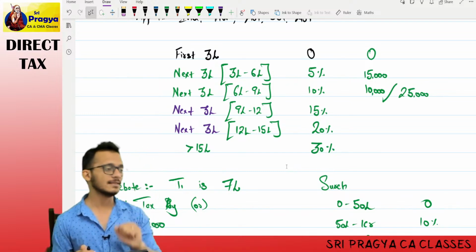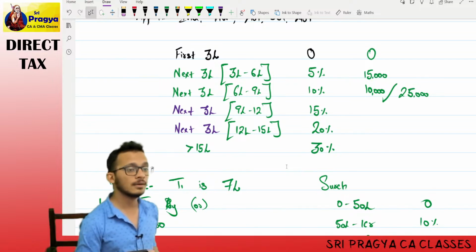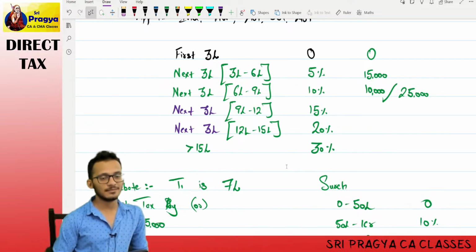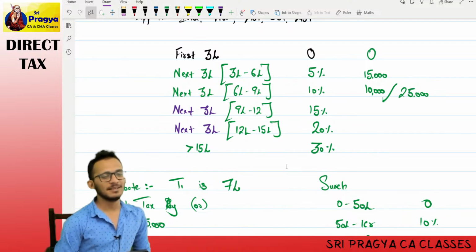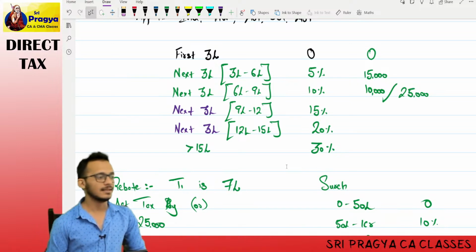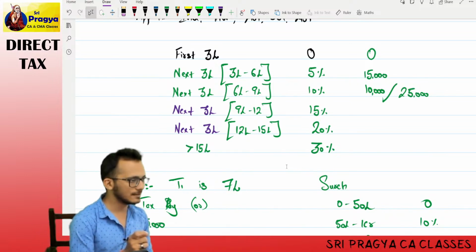Rahul, in exam, how will you know which regime to do? It's very simple. Do both. You will have to do both unless and until the question tells you that you need to do one of the regimes.